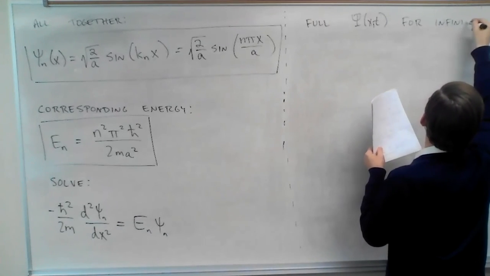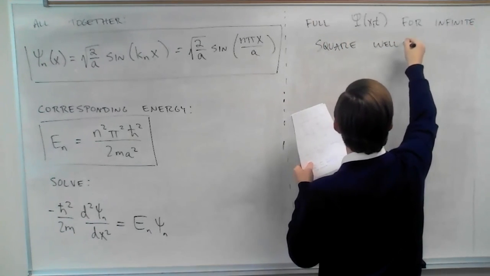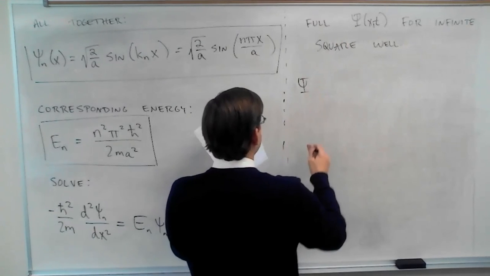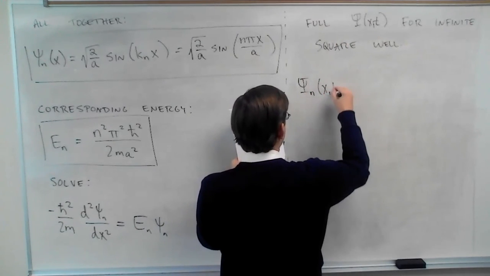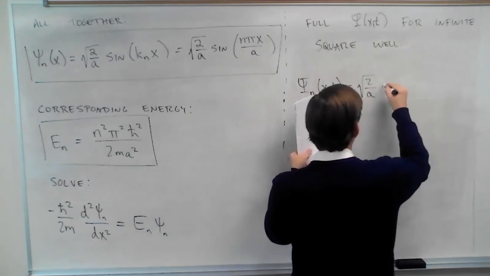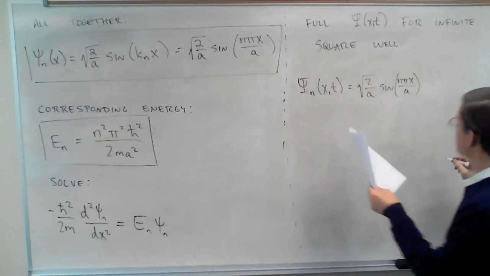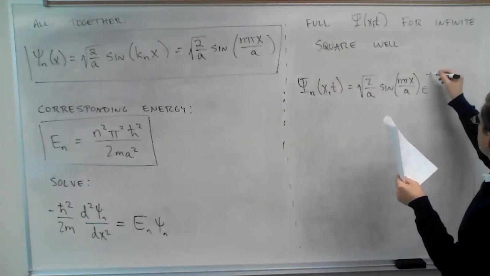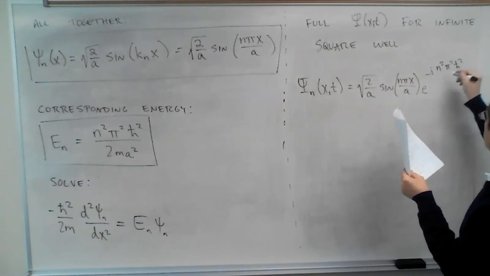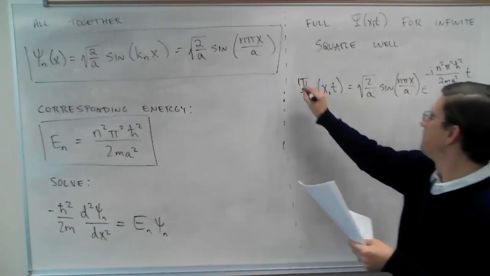for our infinite square well can always be written in the form of capital psi sub n of x and t is the square root of 2 over a times sine of n pi x over a, and then a time-dependent part, which is e to the minus i times n squared pi squared h bar squared over 2 m a squared times time.